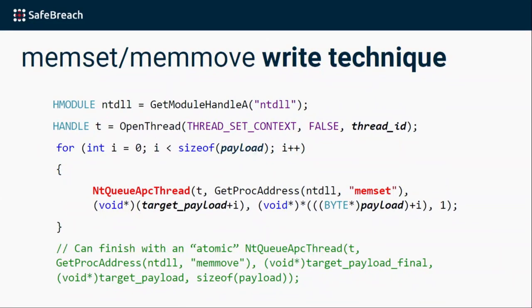Now we move to a nice writing technique we developed based on memset on memmove, in which the idea is that we write arbitrary data to the process one byte at a time. And we use NtQueueApcThread with the target function invoked being memset. It's a classic NTDLL function, so there are no CFG problems here. And since memset takes three arguments, the destination address, the byte to write, and how many copies, we simply use it with the address we desire, the byte we desire, and the constant one. And we can loop through our buffer and copy it to the destination address.